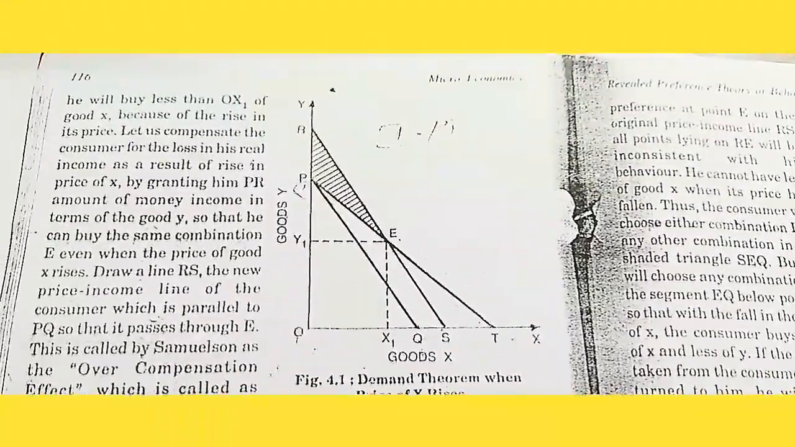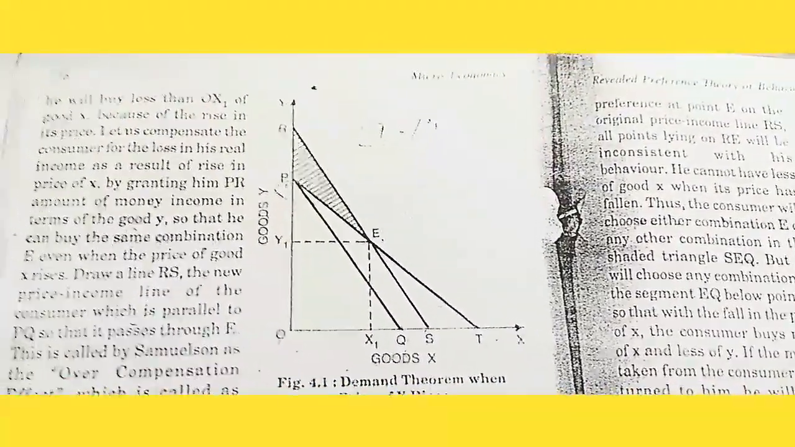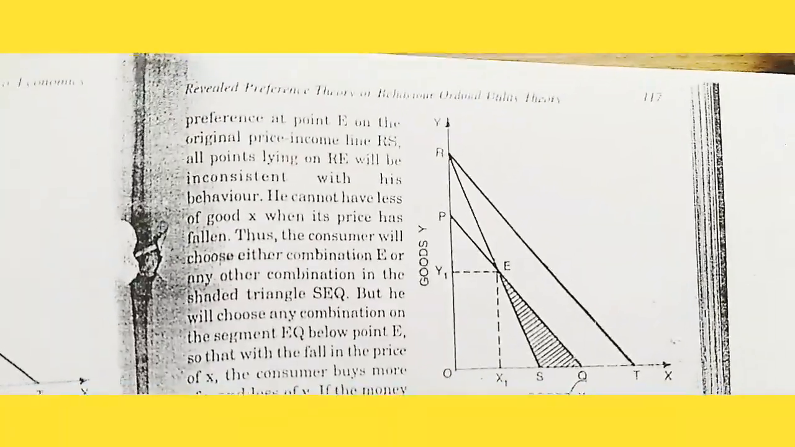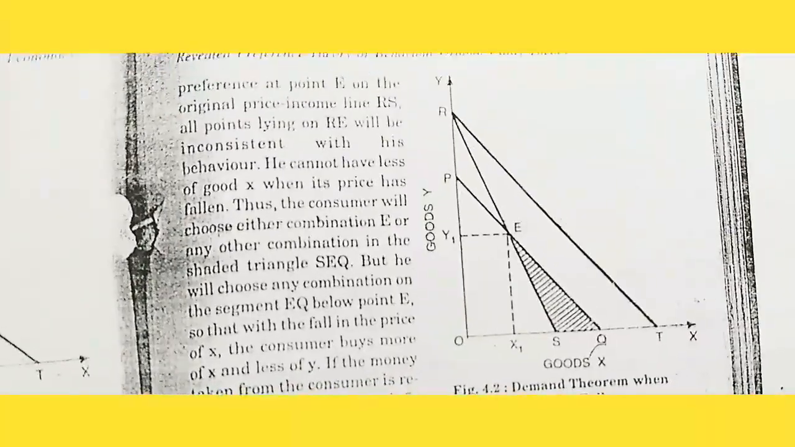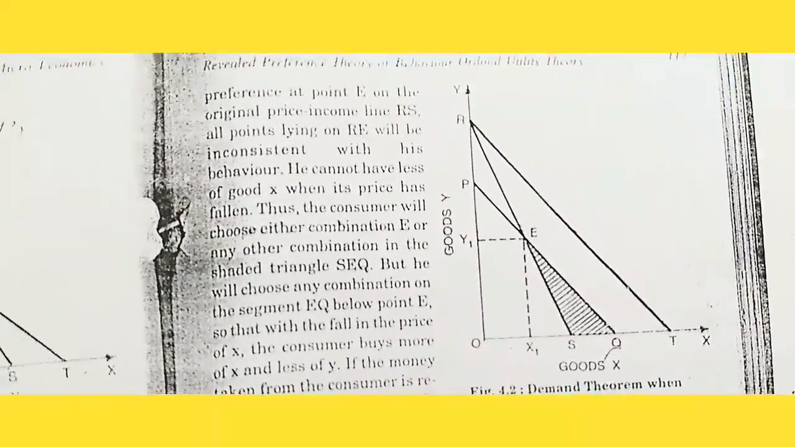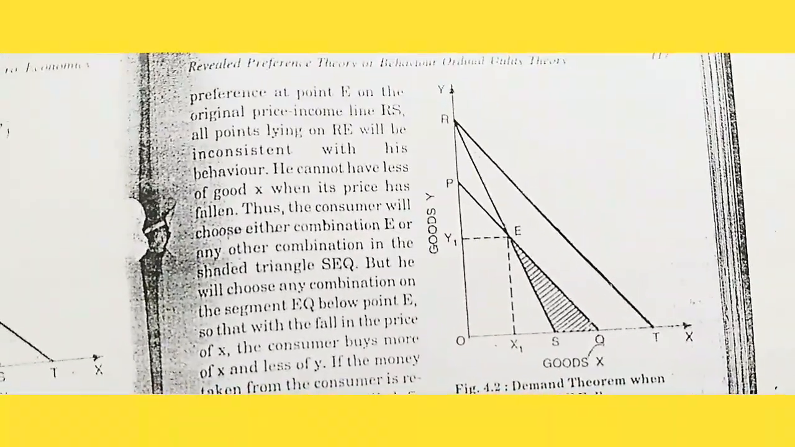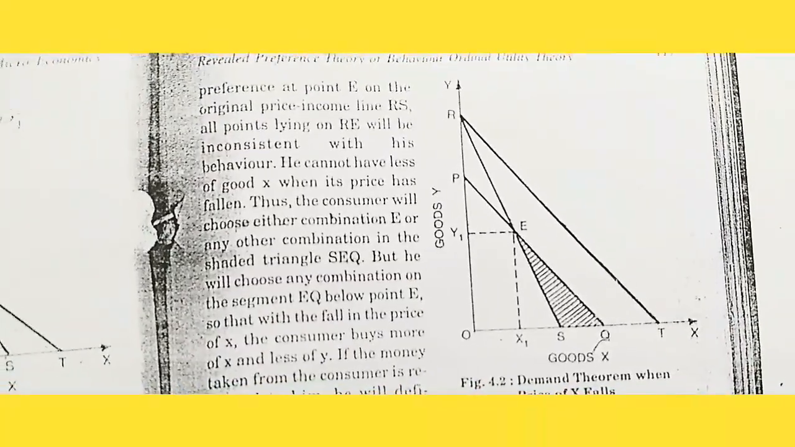Next, we will see the demand theorem when the price of one commodity falls. The fundamental theorem can also be established when the price of good X falls. Before that, we saw X price rises; here the price of good X falls. This is explained in the diagram.